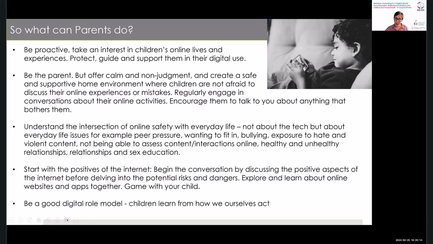And here I say, start with the positives of the internet, really important. I think it's so easy to just talk about the negatives. So go on that journey with your child, game with them, learn about the internet with them. And be a good digital role model. I say this because I know that children learn not just from what we say, but actually from how we act ourselves. So role modeling, at meal times, making sure there's time away from devices to have conversations, to do activities with your child, because we know that what children really want is our attention. And this is one of the most precious commodities at the moment.